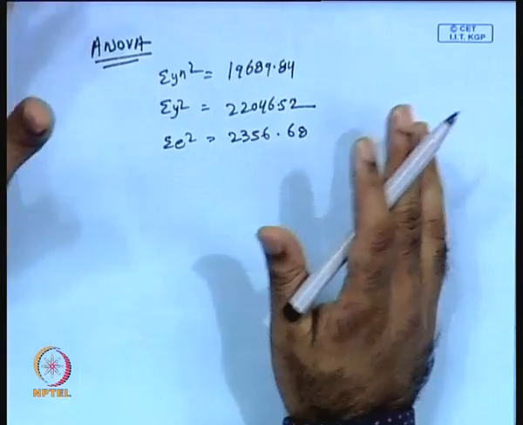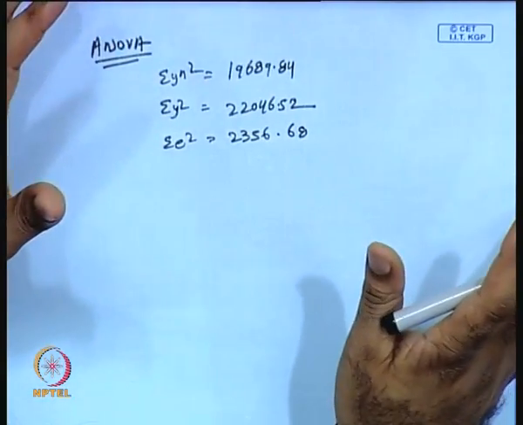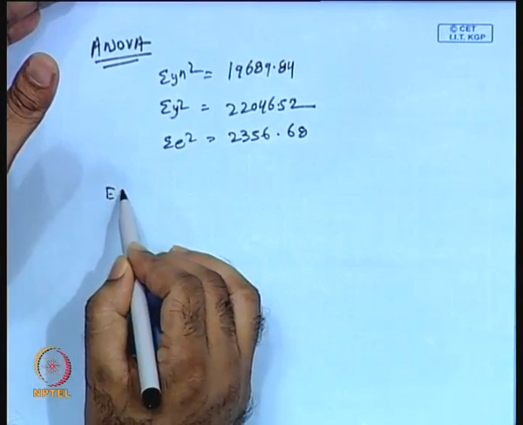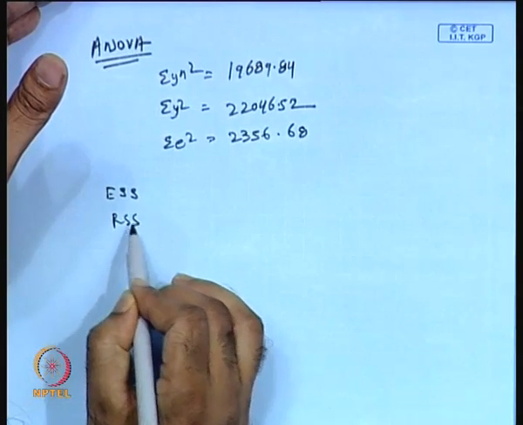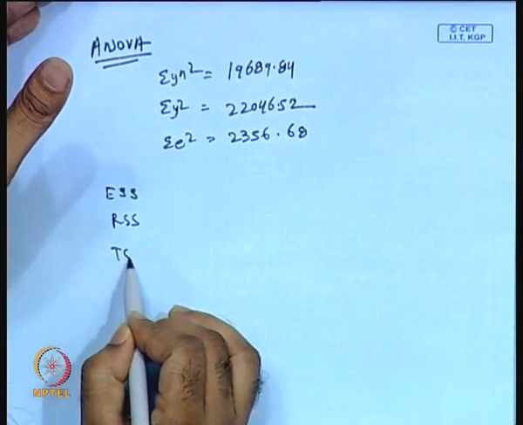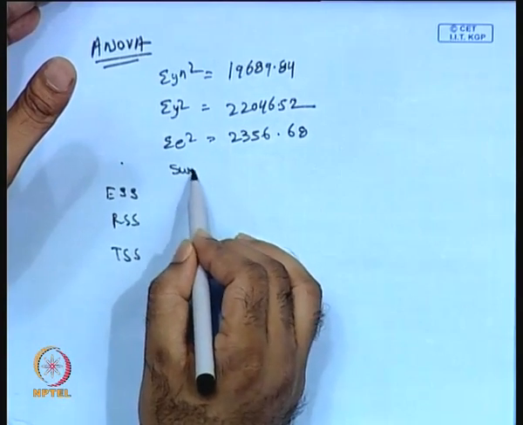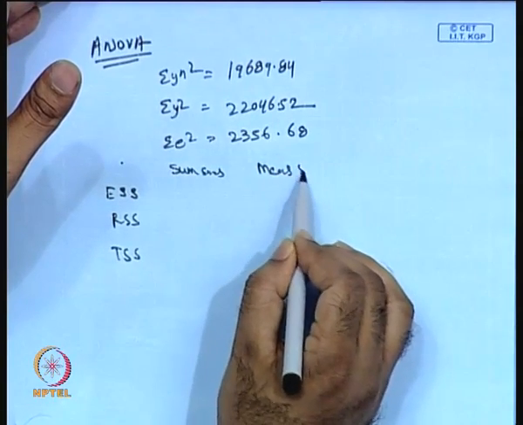So, now we look at the ANOVA table. What is this ANOVA table? We need the explained sum of squares, the residual sum of squares, and the total sum of squares. These are the sum squares. Then the mean sum squares.